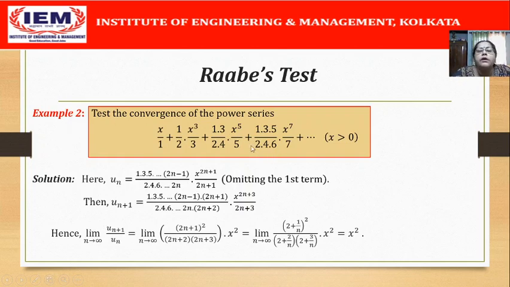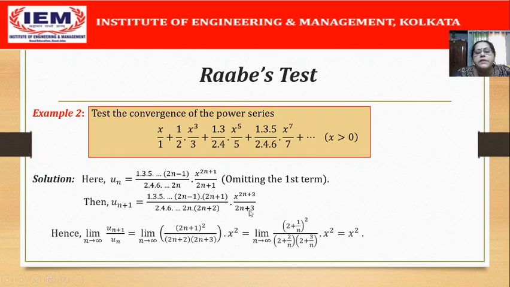Okay, so now what is u_n? See that if this is the third term, so this numerator will be 1 into 3 into 5 up to 2n minus 1. Denominator is going to be 2, 4, 6 up to 2n. And this one here, x to the power 7. So this is x to the power 2n plus 1 for the nth term, and denominator is also 2n plus 1.